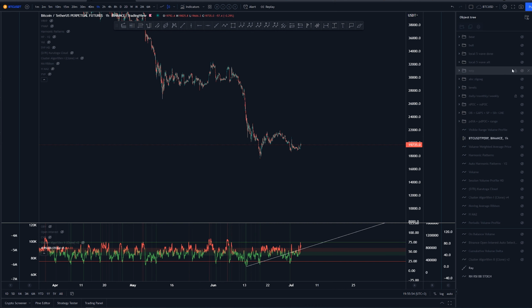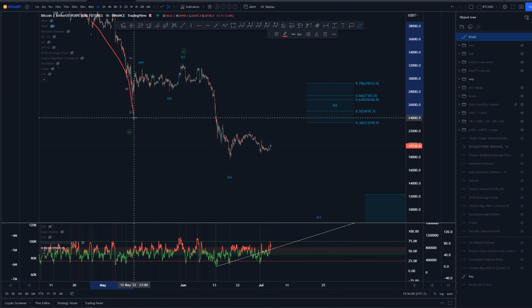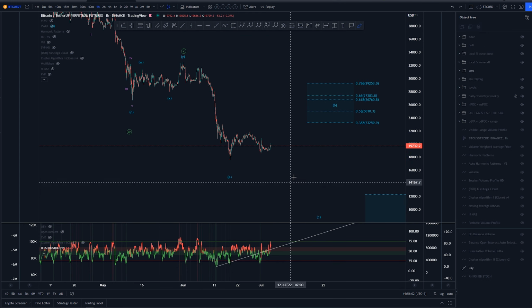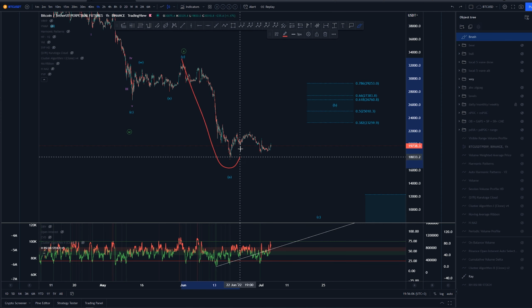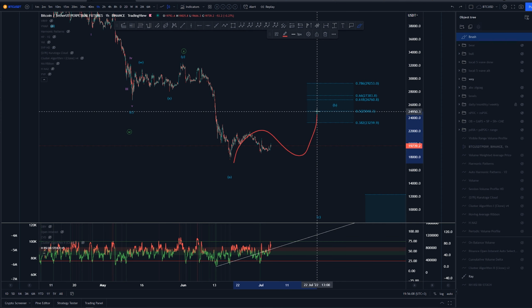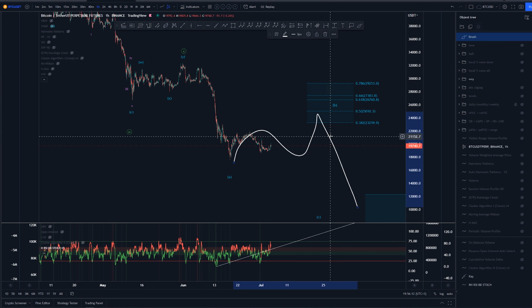Starting here on the 1 hour time frame, let's go through this count. On this one, we are still looking on a higher time frame for this structure to come down as a WXY, in which this A wave is most likely completed, then looking for this wave B and then this last leg for the C wave.